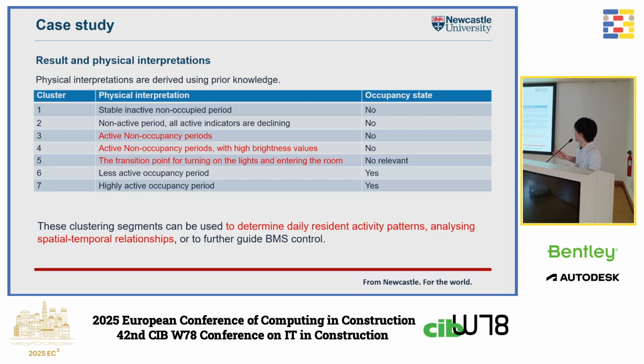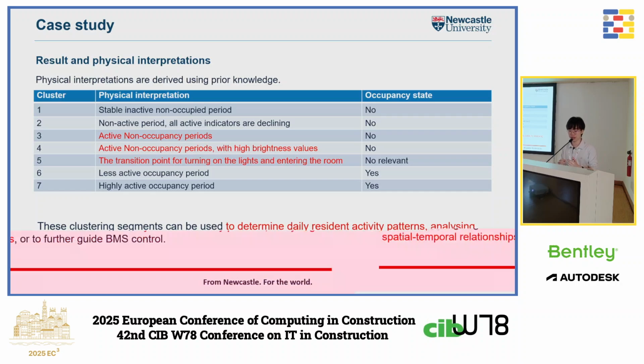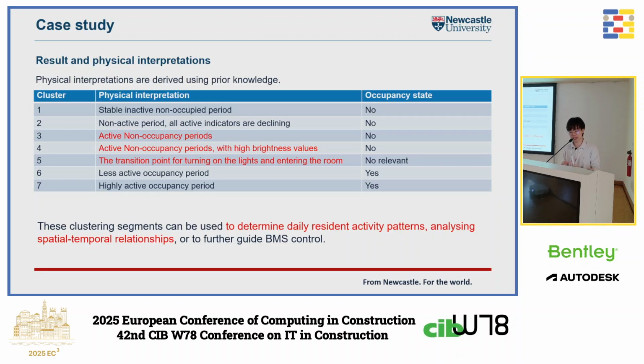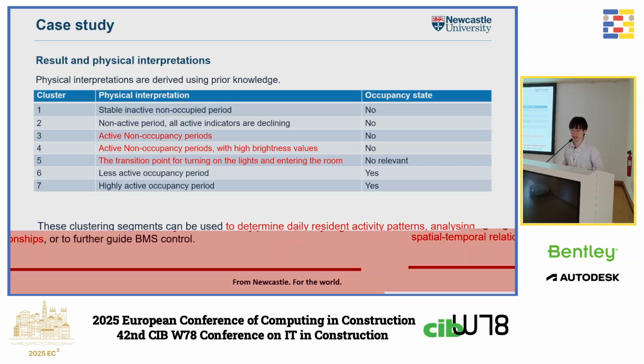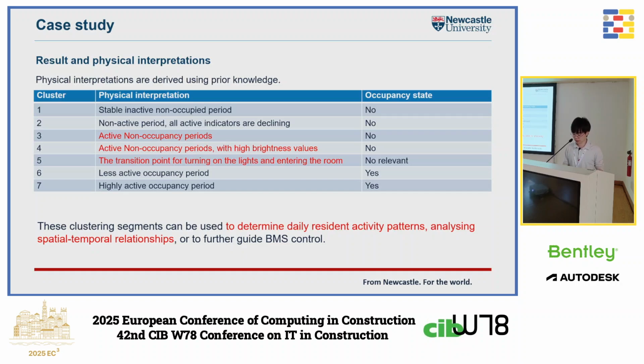And we can find I have arranged it by the activity level. It's really interesting: clusters 3, 4, 5 represent that there's no one here, but it also catches some special cluster, maybe showing the influences from another space. So the clustering segments could be used to do a lot of things, like determine the daily representative patterns, analyze the spatial temporal relationship, and even guide the BMS control.